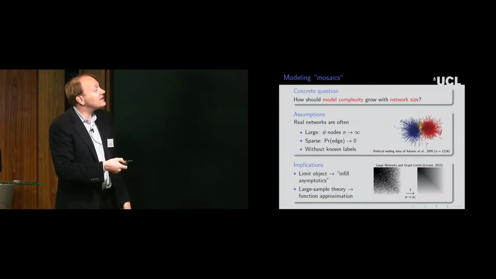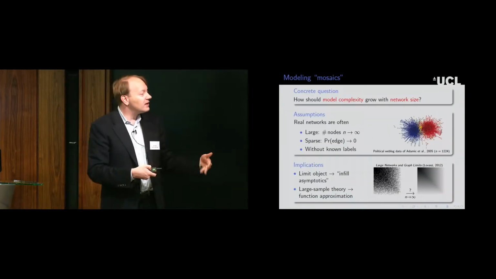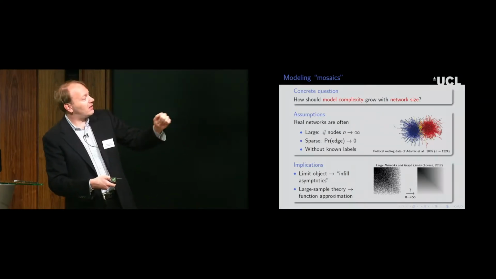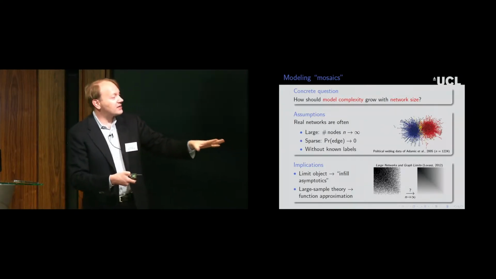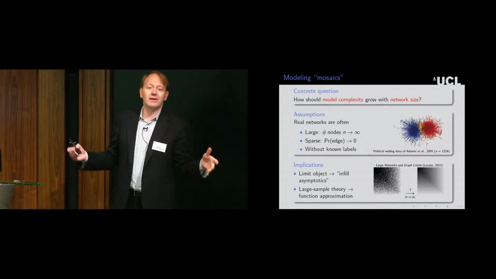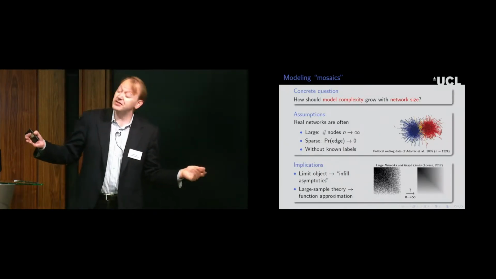Right? But many times this isn't possible. Many times we observe a network. Here's a network of cross-references between blogs, political blogs, in the 2004 US presidential election.